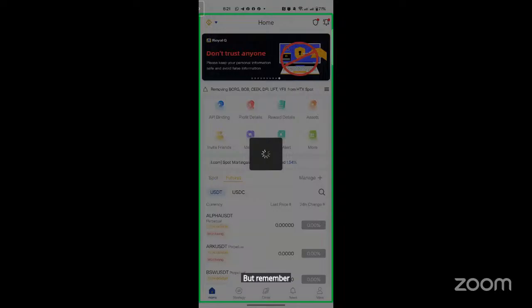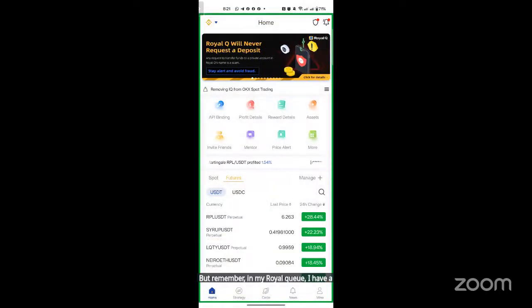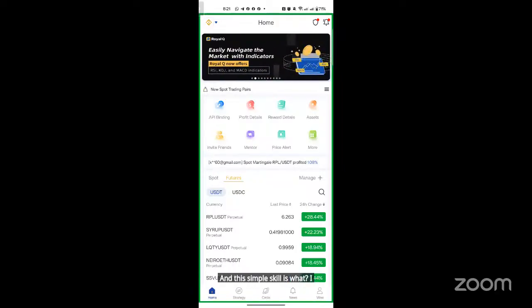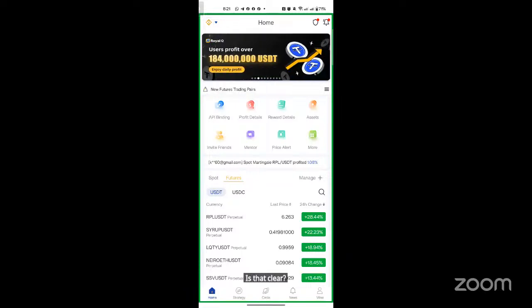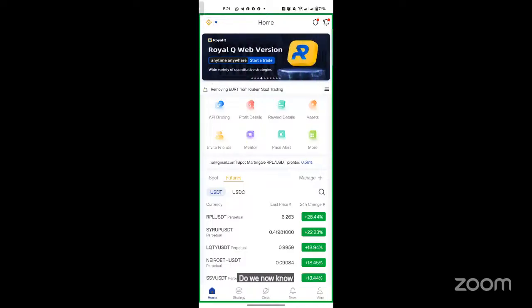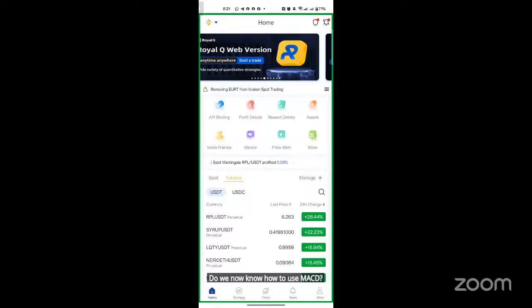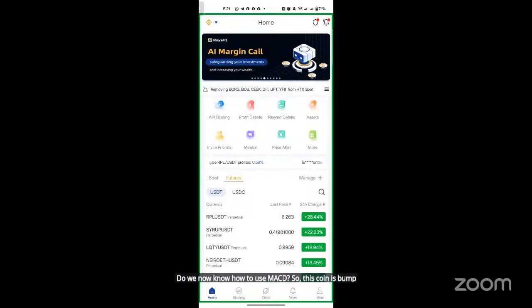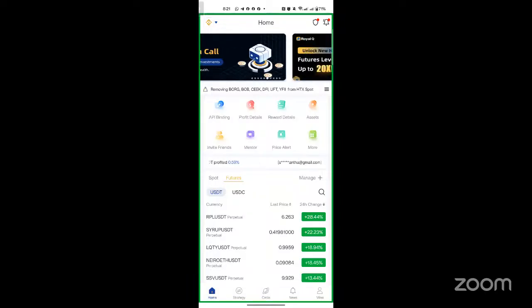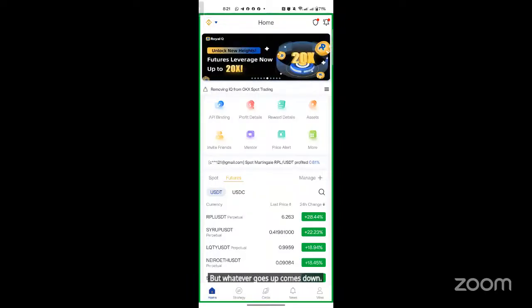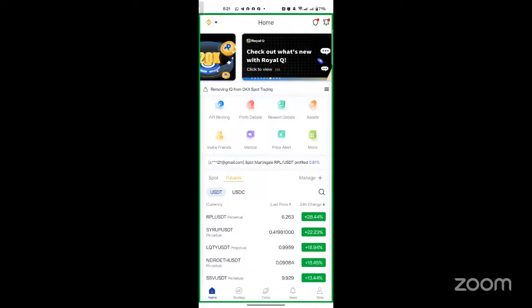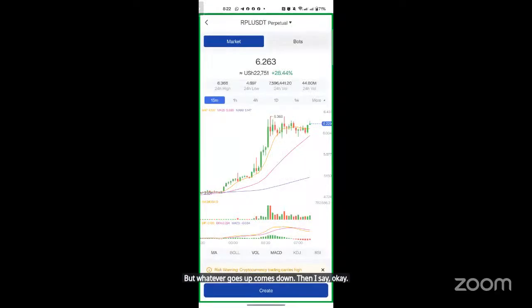I open the futures account. But remember, in my Royal Q, I have a simple skill. And the simple skill is what? I know how to use MACD. Is that clear? Let me know in the chat. Do we now know how to use MACD? So this coin is pumping. But whatever goes up comes down. Then I say, okay, you are pumping well and good.